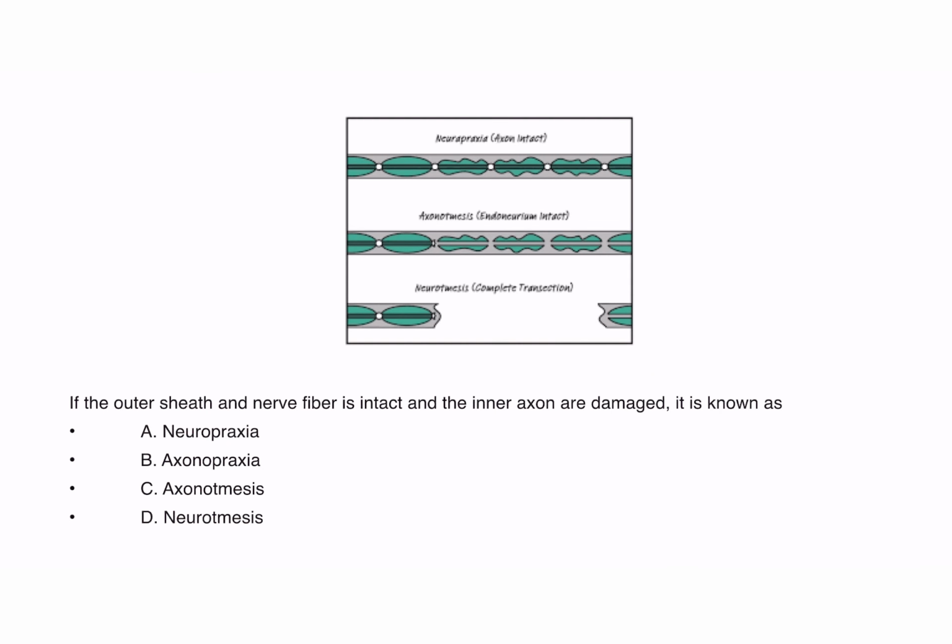So this question is about the nerve sheath, nerve fiber, and the nerve injuries, right? The question asks, if the outer sheath and the nerve fiber are intact. If the nerve fiber itself is completely cut along with the outer sheath, then it is neurotmesis. But they said the outer sheath and nerve fiber are intact, which means it is not neurotmesis. And the inner axons are damaged.